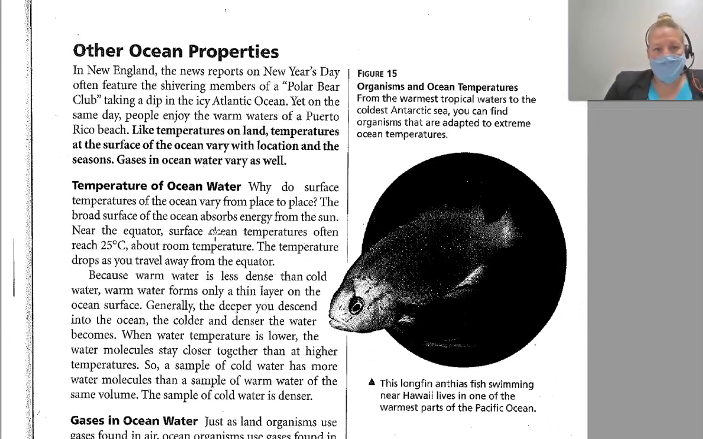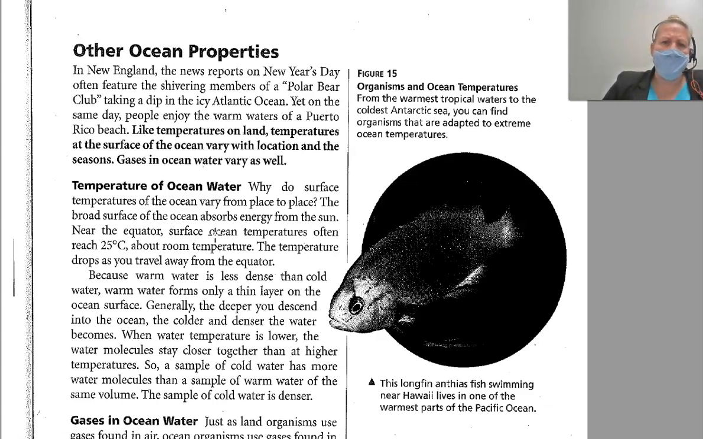Ocean properties. In New England, the news report on New Year's Day often features the shivering members of a polar bear club taking a dip in the icy Atlantic Ocean. Yet on the same day, people enjoy the warm waters of a Puerto Rico beach. Like temperatures on land, temperatures on the surface of the ocean vary with location and the season. Gases in the ocean water vary as well.